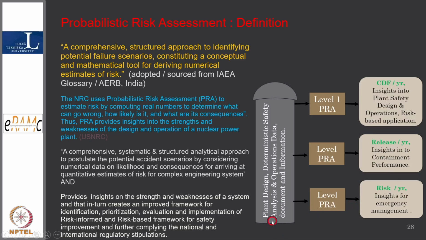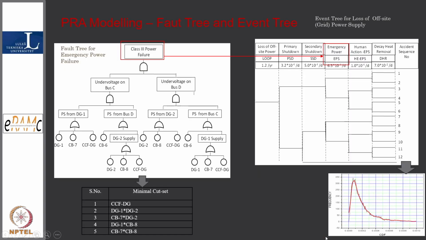And then the plant design, deterministic safety analysis and operation. So this happens with the design input, operation inputs, and based on that the PRA level 1, level 2, level 3 model is there. Okay, so this is the case for a nuclear plant.